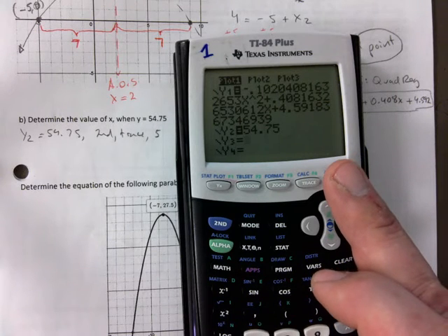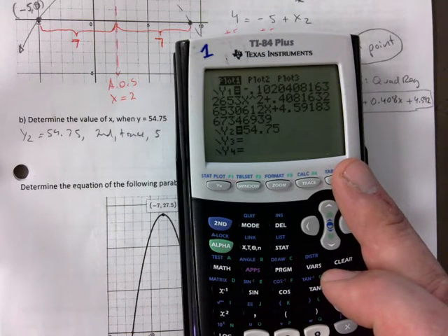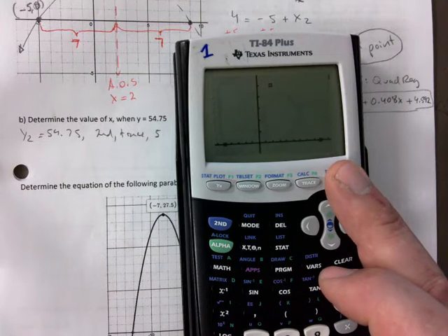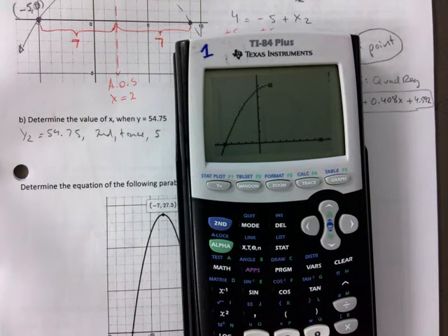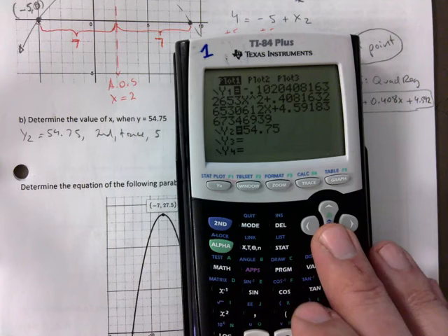Some students think zoom 9 is always going to do perfect. No, not always, and you will see that. And so I'm going to graph it. Hopefully that wasn't a typo. And it seems like it was. You know what the problem is? I think it was supposed to be 5.47. Let me just try that once.